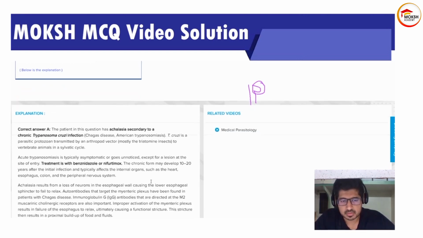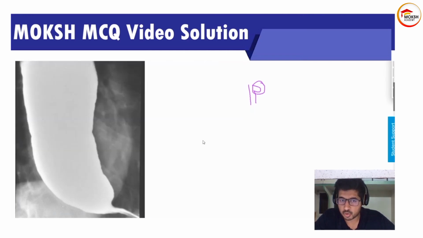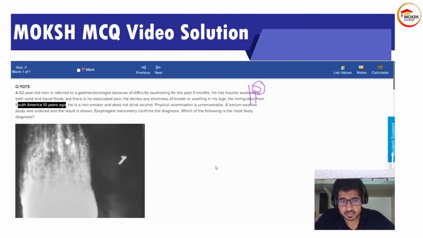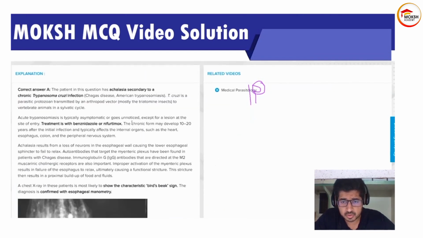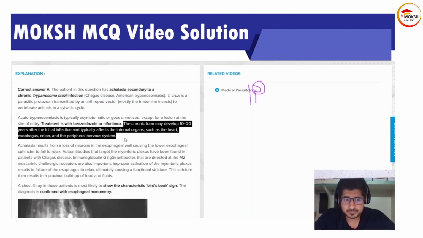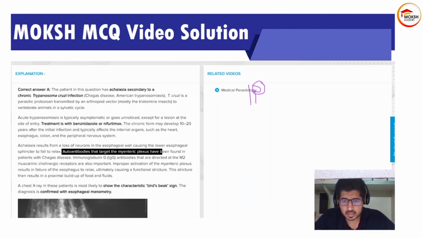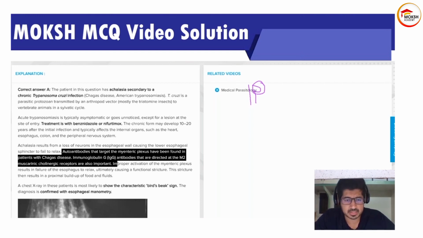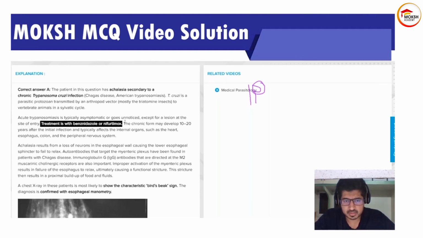All right. So basically, this is a chronic form. Some people are wondering why 10 years. Chagas disease can occur in a chronic form also, like 10 to 20 years. It will be mentioned somewhere over here. The chronic form may develop 10 to 20 years after the initial infection and typically affects internal organs such as heart, esophagus, colon, and the peripheral nervous system. And autoantibodies target the myenteric plexus, as someone mentioned over here. These are the IgG antibodies against the M2 muscarinic receptors, which is not really important. Main thing you have to know, myenteric plexus involved. The treatment is benznidazole and nifurtimox. That's all you need to know.